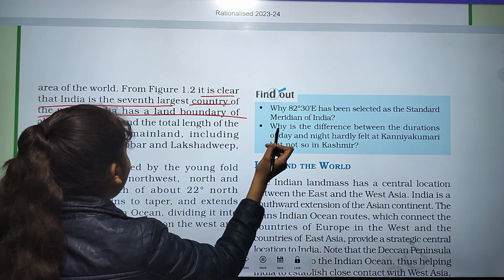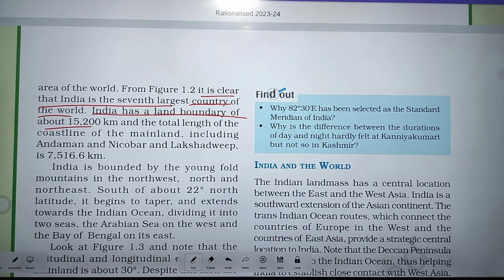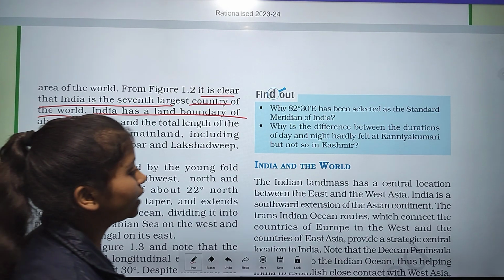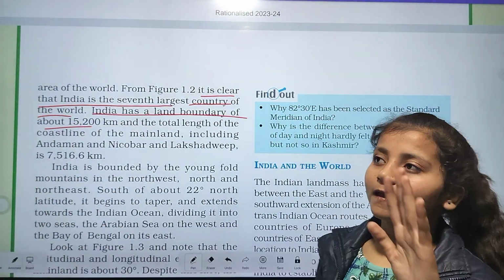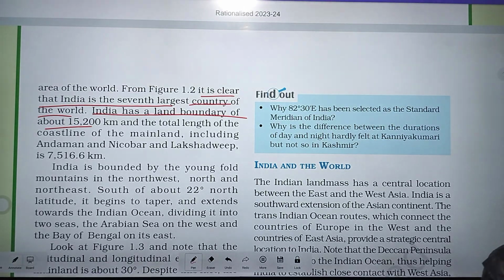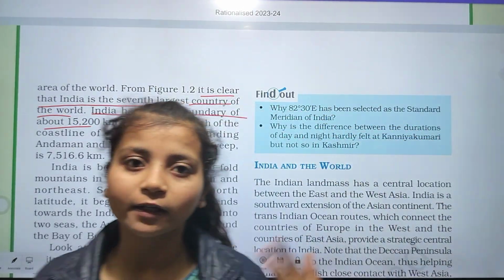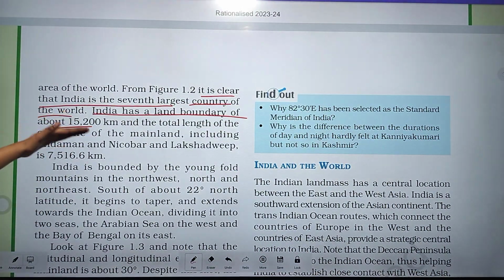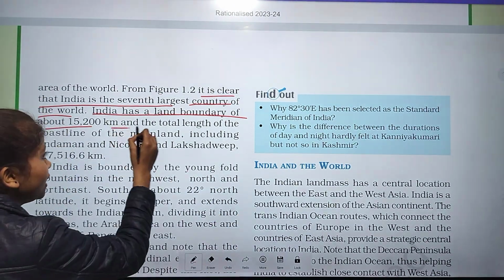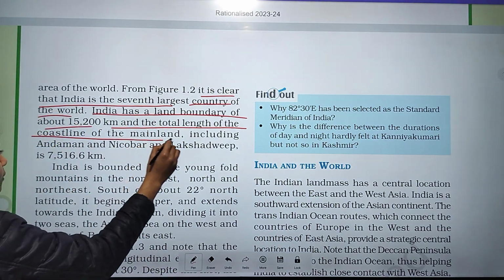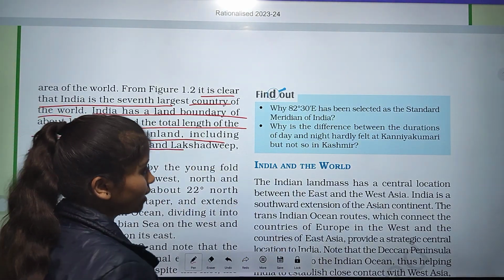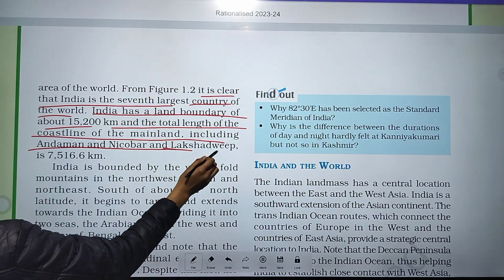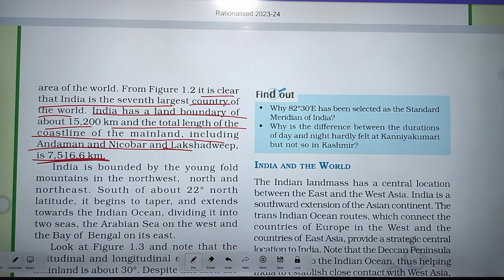India has a land boundary of about 15,200 kilometer. The main area is 3.28 million square kilometer, and the land boundary of India is about 15,200 kilometer, and the total length of the coastline of the mainland including Andaman and Nicobar islands is 7,516.6 kilometer.